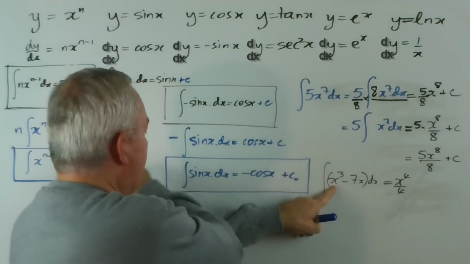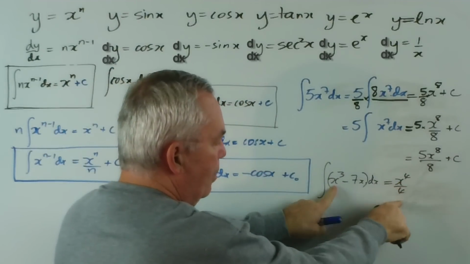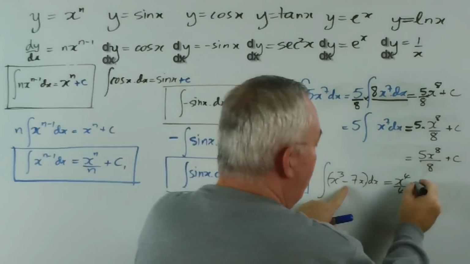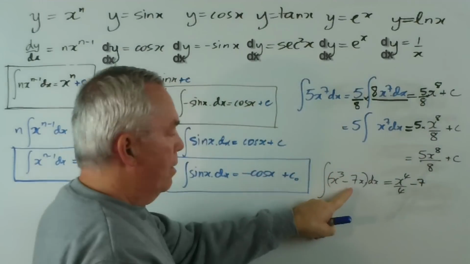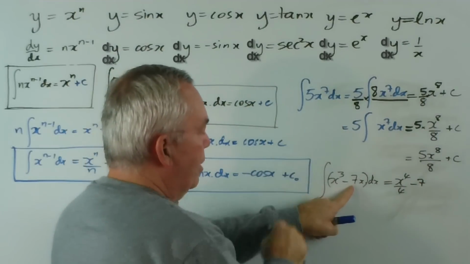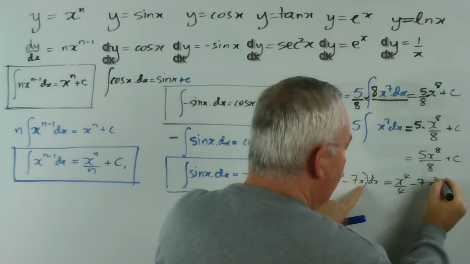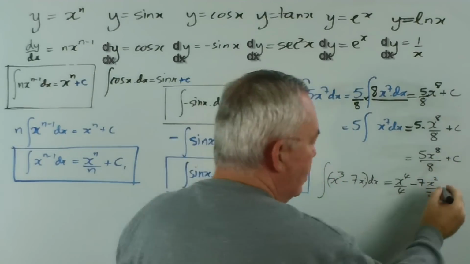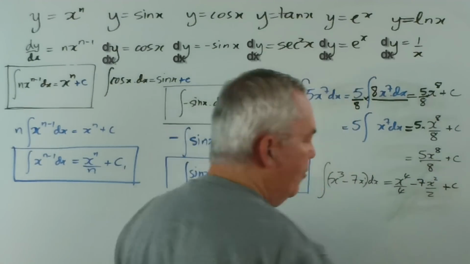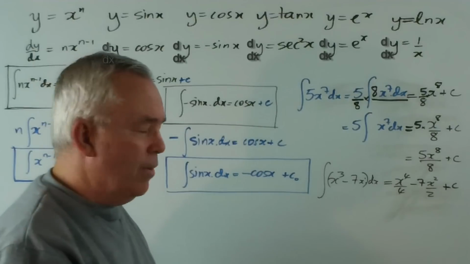That's following this pattern where you just add 1 to the index and then write the number on the bottom. Minus 7, that's the number sitting out the front. Now the integral of x to the power 1 will be x to the power 2 on 2 plus a constant. And I find that quite an attractive way of integrating.